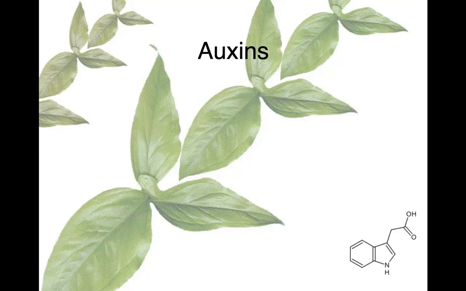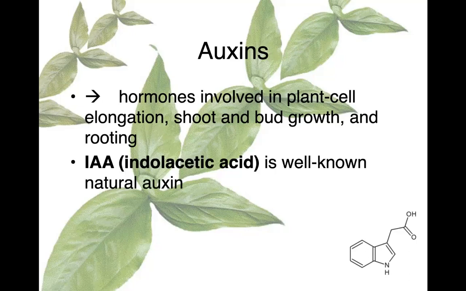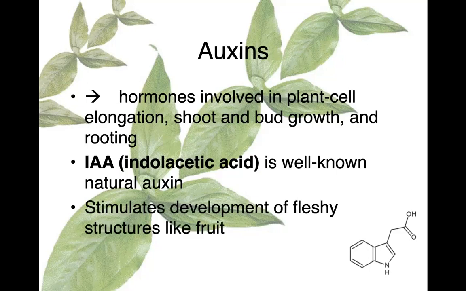So the first group are the auxins. These are hormones that are involved in plant cell elongation, shoot and bud growth, and also in rooting. A natural auxin called indole acetic acid, or IAA, is a well-known naturally occurring auxin. It stimulates the development of fleshy structures like fruit.